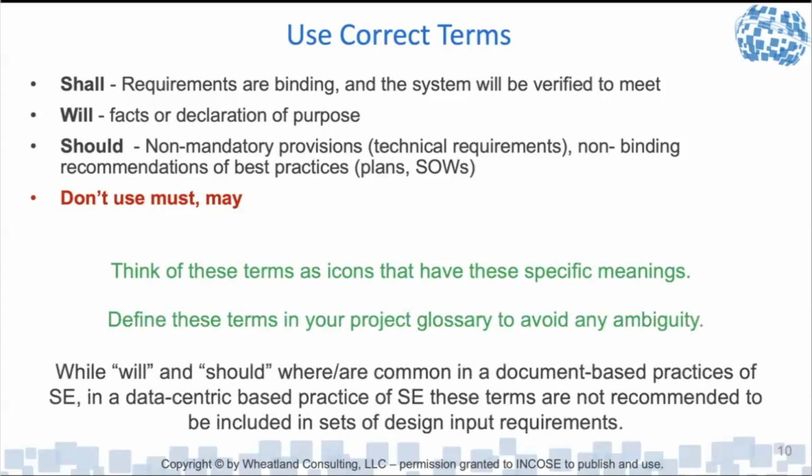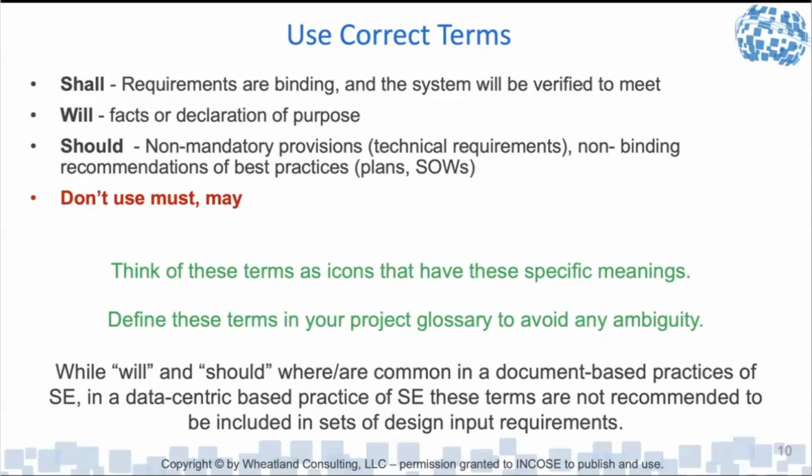While will and should are common in document-based practices, in data-centric practice they're not recommended. In the world I grew up in, like the aerospace world and NASA, it was common to have shall, will, and should in the same requirement document. Will was defined as a statement of fact to better understand the context of the requirements that followed. And should meant there were some things we'd like to have. If you could implement them without impacting cost or schedule, then try to meet those goals. That was a common way of communicating.